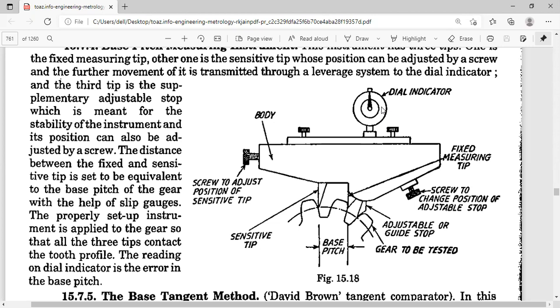So you have to see that the instrument is properly set up, as I already told you, and the reading on the dial indicator is the error in the base pitch. But what is the other method? The other method is not specified here. By using this particular base pitch measuring instrument, another method is there: you incorporate 2 dial gauges on the adjacent teeth of the spur gear.